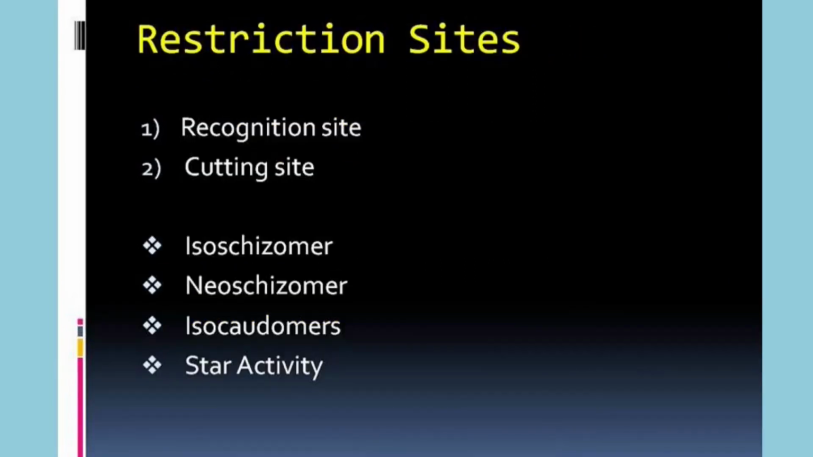The restriction sites can be further categorized into recognition site and cutting site, for example isoschizomer, neoschizomer, isocaudomer, and star activity.